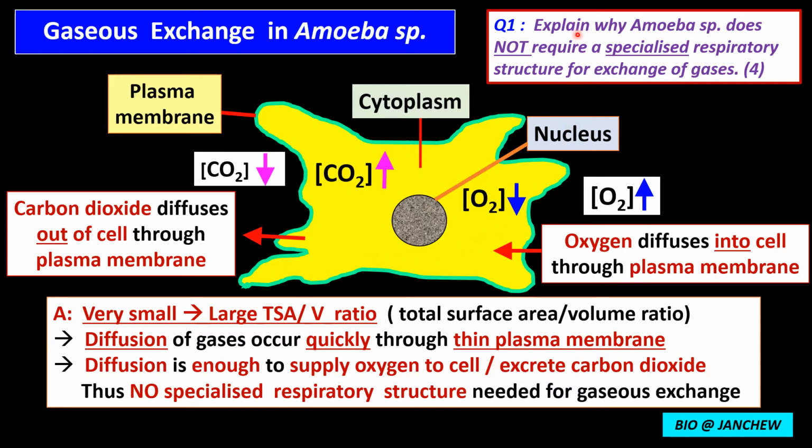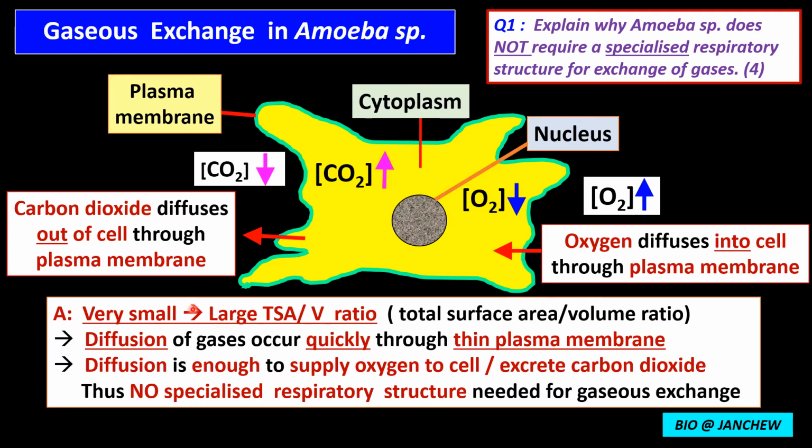Now we come to the question: explain why amoeba species does not require a specialized respiratory structure for exchange of gases. 4 marks. This can be asked as a structured question. So, why does amoeba not require any specialized respiratory structure? It just depends on the plasma membrane for gaseous exchange, right? So why would it require a specialized respiratory structure like the alveoli in the lungs for humans, or the gill filaments for fishes? It just depends on its plasma membrane for diffusion of gases.